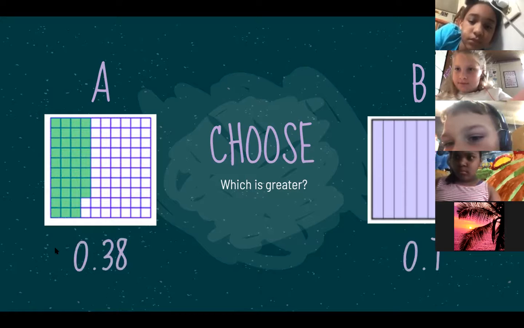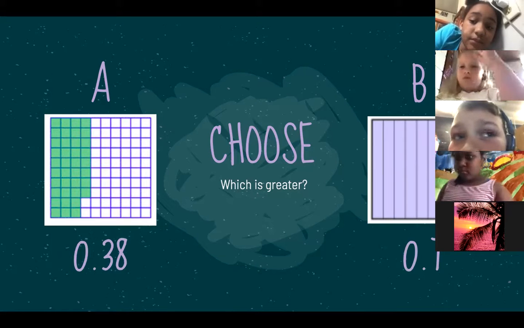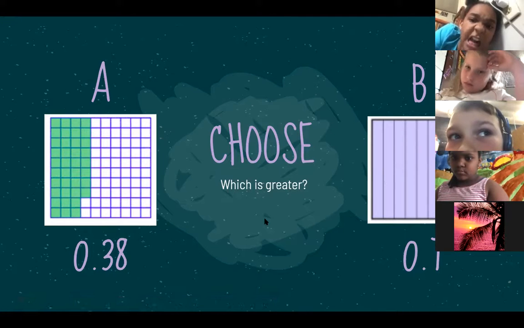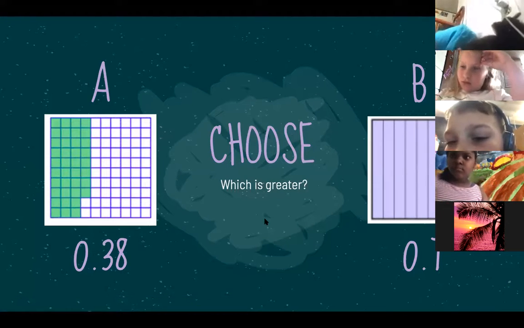So A over here is 38 hundredths. There are 38 of these little squares shaded in. And then B over here is 7/10. We have 7 out of 10 of these rods shaded in. So if you want to change your answer, you can.